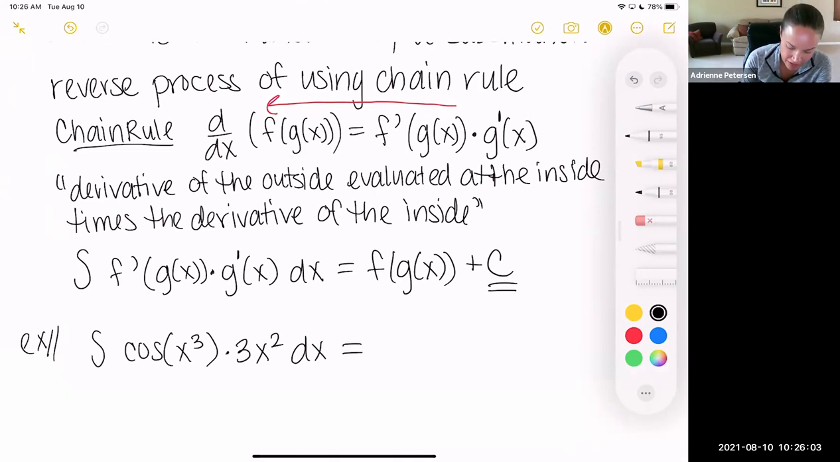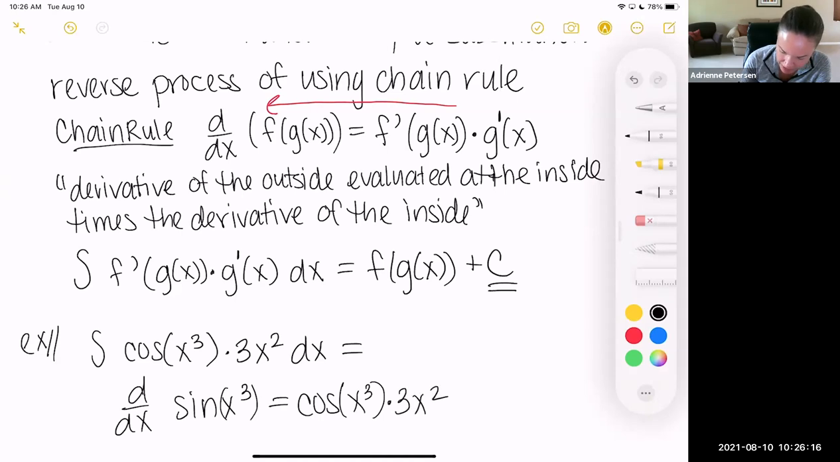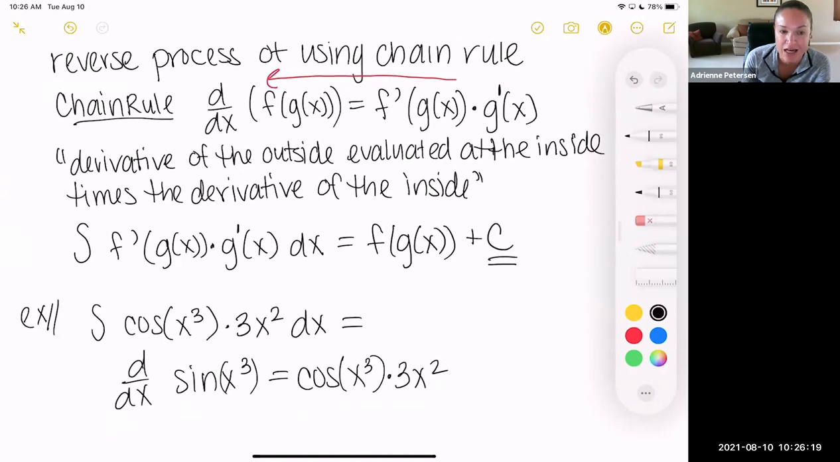This works out perfectly. We know the derivative of sine of x cubed is the derivative of the outside evaluated at the inside times the derivative of the inside. Because we can see that match up exactly, we know that this integral is going to be equal to sine of x cubed plus c. So here's one that works out exactly perfectly.